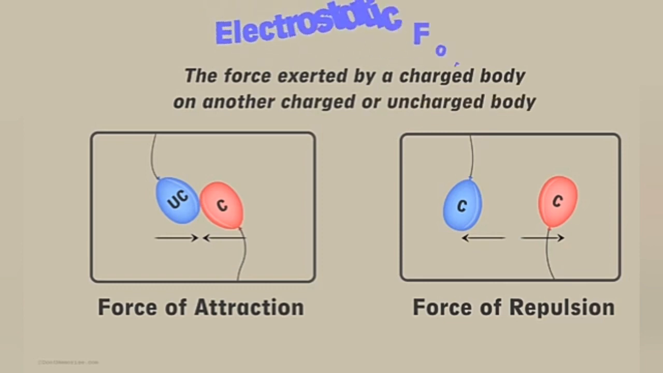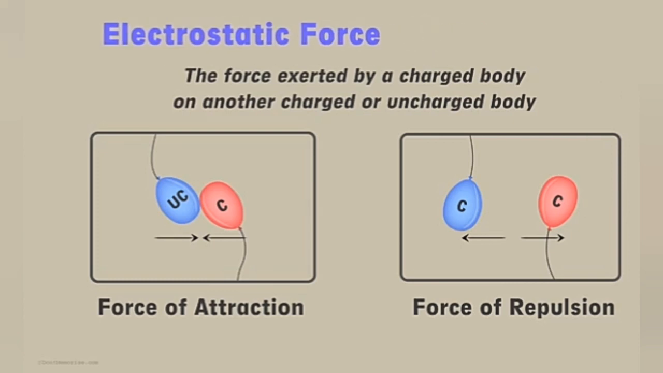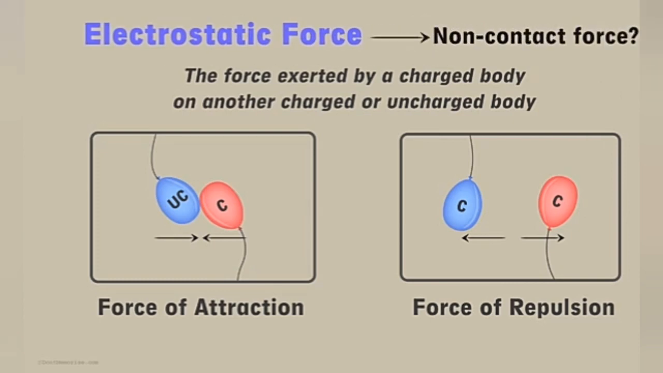The force exerted by a charged body on another charged or uncharged body is called electrostatic force, which is an example of a non-contact force. From these examples, we can conclude that the gravitational force and the electrostatic force are examples of non-contact forces.